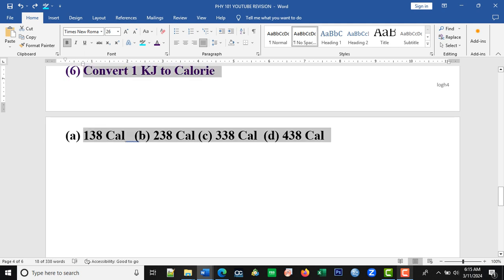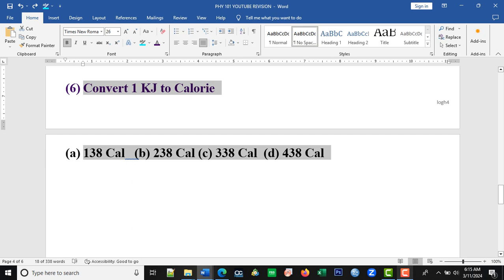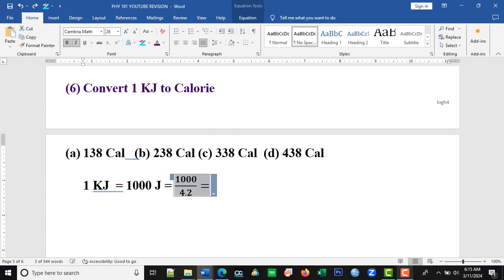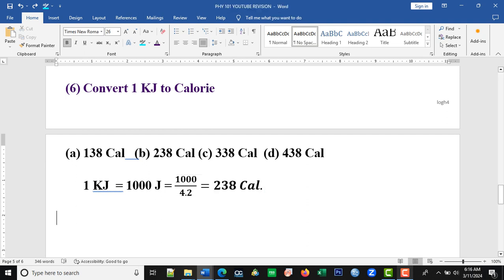This other question says, convert 1 kilojoule to calorie. 1 kilo represents 1000. So 1 kilojoule is the same thing as 1000 joules. If we are converting now from joules to calorie, we are going to divide this value 1000 by 4.2. When we do that, we get the equivalent value in calorie. Here we have 238. So the correct answer is B.